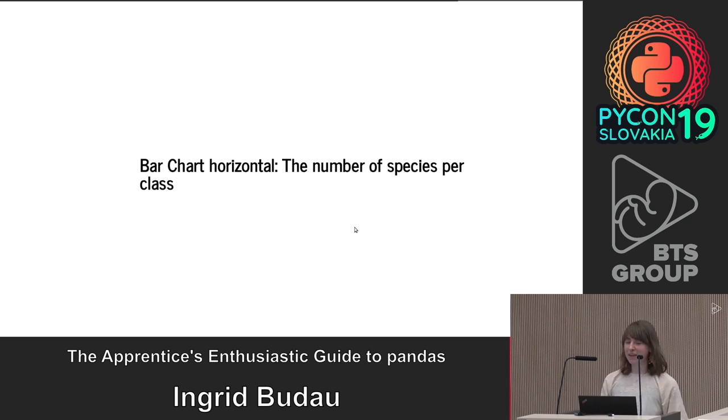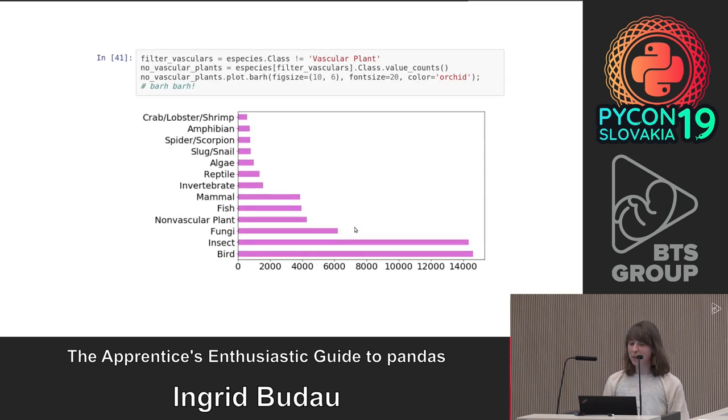Also, we can make a bar chart horizontal in pandas. We will first filter out the vascular plants because there are so many that we don't see anything else. So we filter them out and we count the values. We write everything to plot.barh for bar horizontal. And then we see that there are many, many birds in these parks, and insects and fungi.